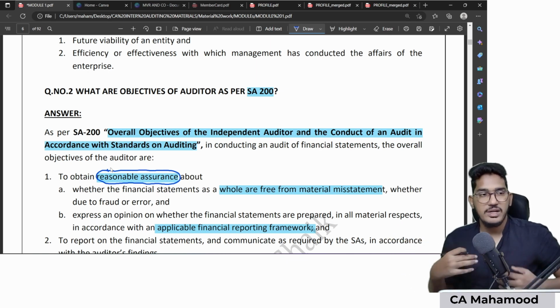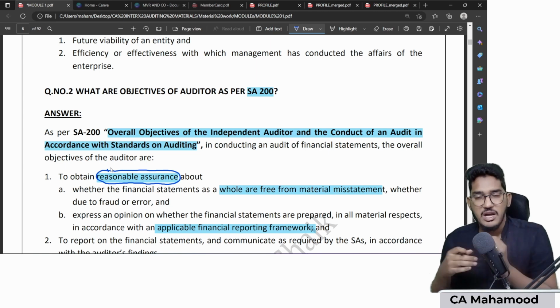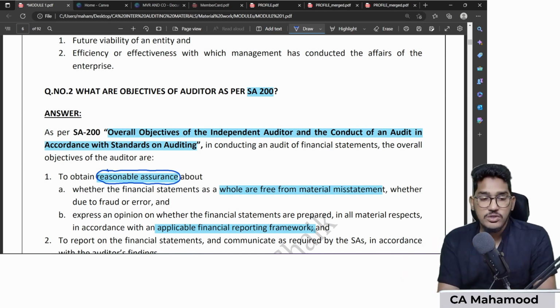Just remember, SA 200 is asking you to obtain reasonable assurance, but what exactly is reasonable assurance? We will try to understand it in a short while. Clear? And also one more objective is there as per this SA 200.